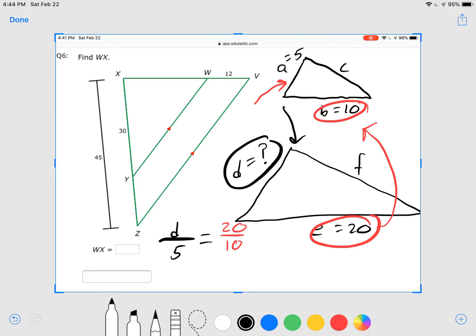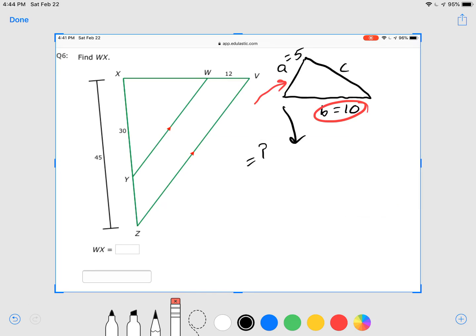Now, what's interesting about the triangle proportionality theorem is that it turns out you're not limited to figuring out which sides of the triangles correspond to each other. You can also correspond partial portions of the triangle. So let me just erase all this and identify what partial portions I'm talking about.